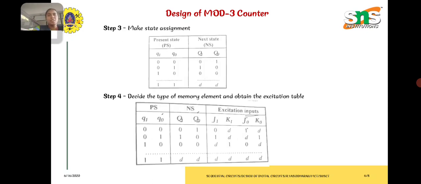The third step is to make the assignment for the above state table. For a mod 3 counter, the present state A is 0 0, and the next states are A is 0 0, B is 0 1, C is 1 0. So we can avoid 1 1, because it is a mod 3 counter and only 3 states are used. The present state to next state transitions are 0 0 to 0 1, 0 1 to 1 0, and 1 0 to 0 0. This is the state assignment of the previous present state next state table.